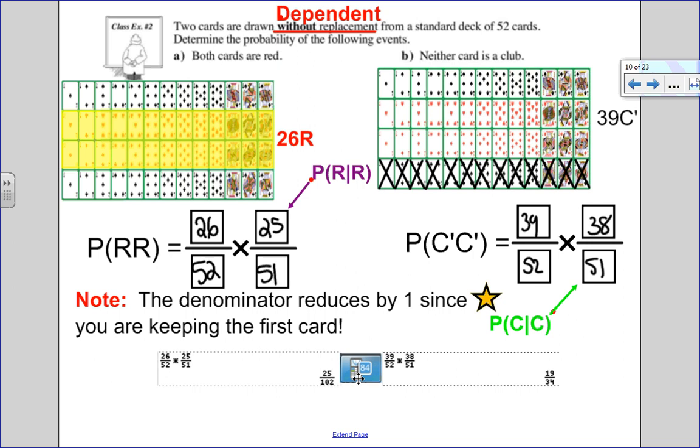So again, that notation is just that, a notation. We're not doing conditional probability. It's just the probability of picking a not club given that the first one was a not club.